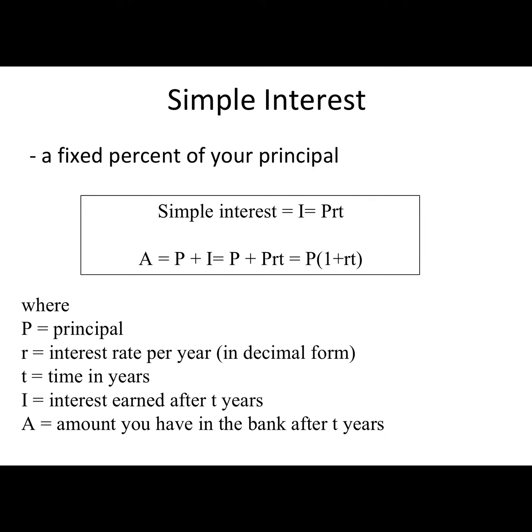So let's start with simple interest. Simple interest is just a fixed percent of your principal. With simple interest, we actually have a formula for the interest. I equals PRT. Perhaps you've seen this before. P is your principal, the amount that you've invested. R is the rate in decimal form, and T is time in years. You can also find the amount in your account after the given time by just adding the principal to your interest. If you follow that out, we can factor the P and we get this formula on the right. A equals P times the quantity 1 plus RT.